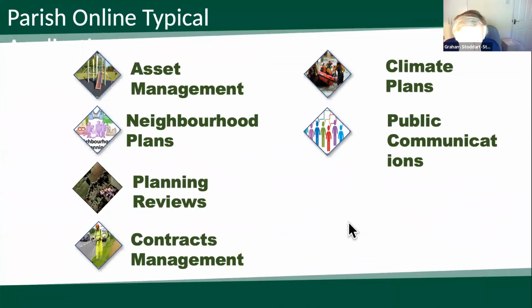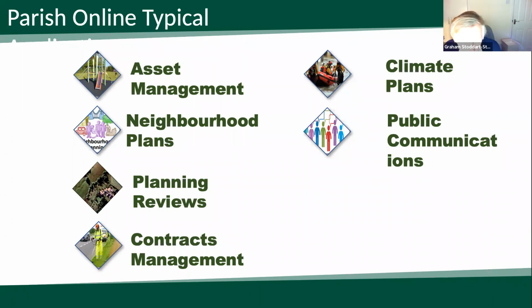So the sorts of things that people typically use Parish Online for, and somebody, Julian, was saying that you bought it for a neighborhood plan, which is very often the first reason that people buy Parish Online, and it is extremely good at producing all the map information you need for a neighborhood plan. Asset management, we're going to touch on in more detail later. We've discussed planning reviews, contract management, very good for saying to a contractor, these are the bits of grass that I want you to cut, but don't cut those bits of grass over there.